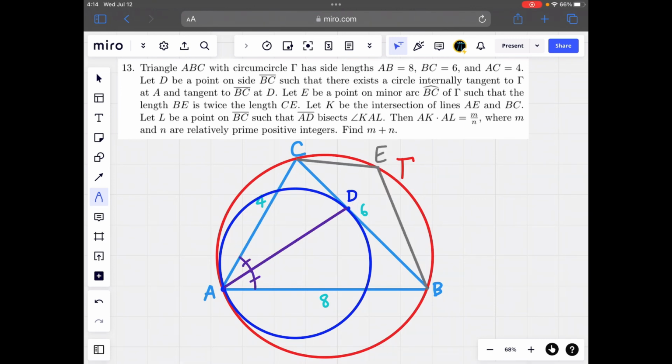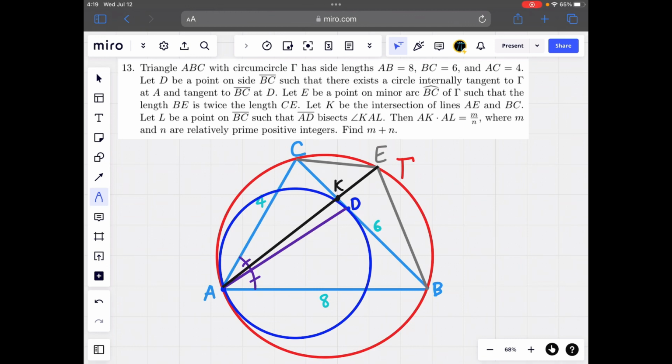It is also given that point E is a point on the minor arc BC, such that the length BE is twice the length CE. So we can let BE equal 2x and CE equal x. Then notice that quadrilateral ABEC is a harmonic quadrilateral, meaning it's a cyclic quadrilateral in which the product of opposite sides is equal. AB times CE is 8x, and AC times BE is 4 times 2x, which is also 8x. Harmonic quadrilaterals have many important properties.